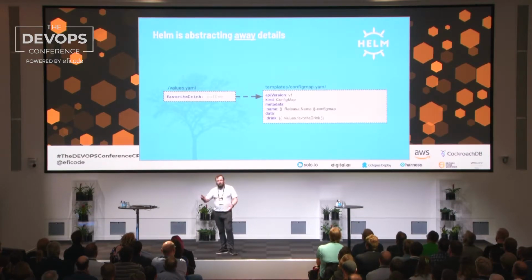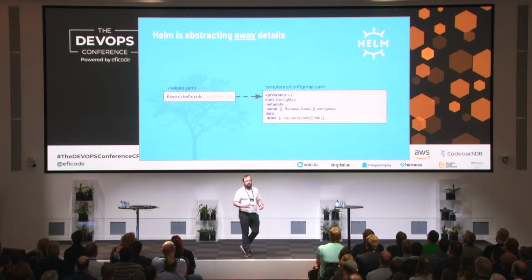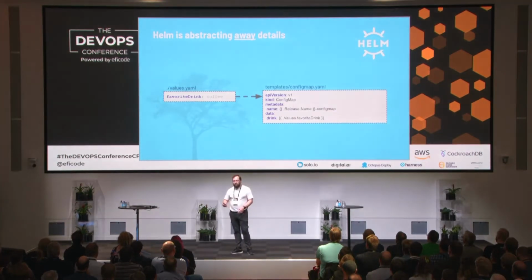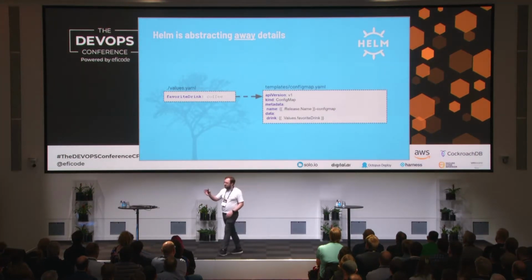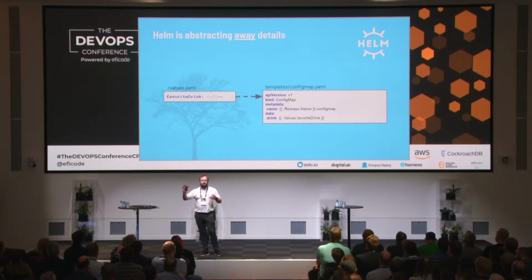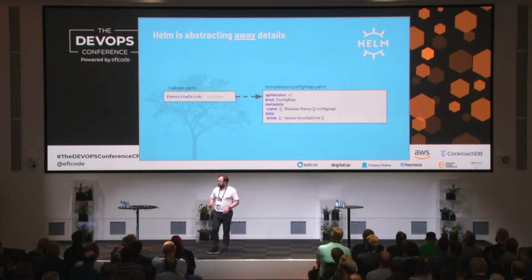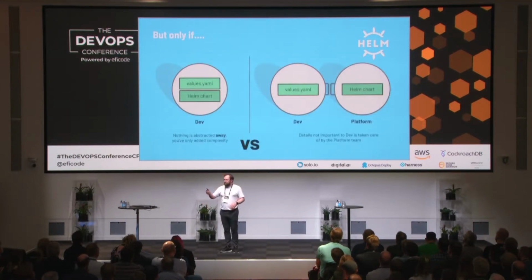You can do it with Helm. You can abstract away details, like my favorite drink is coffee. It's a lie, but it's a good example. And then you can have a template that transforms this into the Kubernetes manifest that you use, right? But the most important thing is that you abstract it away.